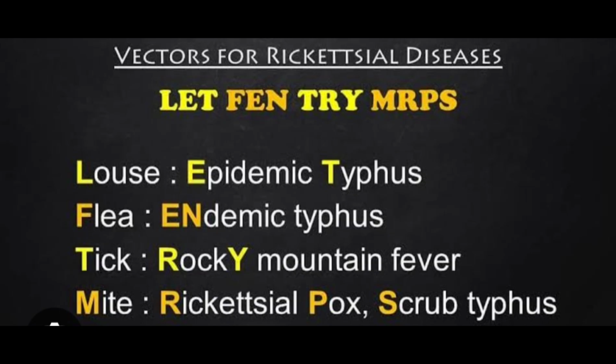This slide shows a very simple way to remember all the vectors for the rickettsial diseases. The mnemonic is LET, FEN, TRY, MRPs. Let for louse, epidemic typhus. Fen for flea, causing endemic typhus. Tick is causing Rocky Mountain spotted fever along with tick typhus. And the remaining is caused by the mites, which is your scrub typhus and your last one, rickettsial pox.